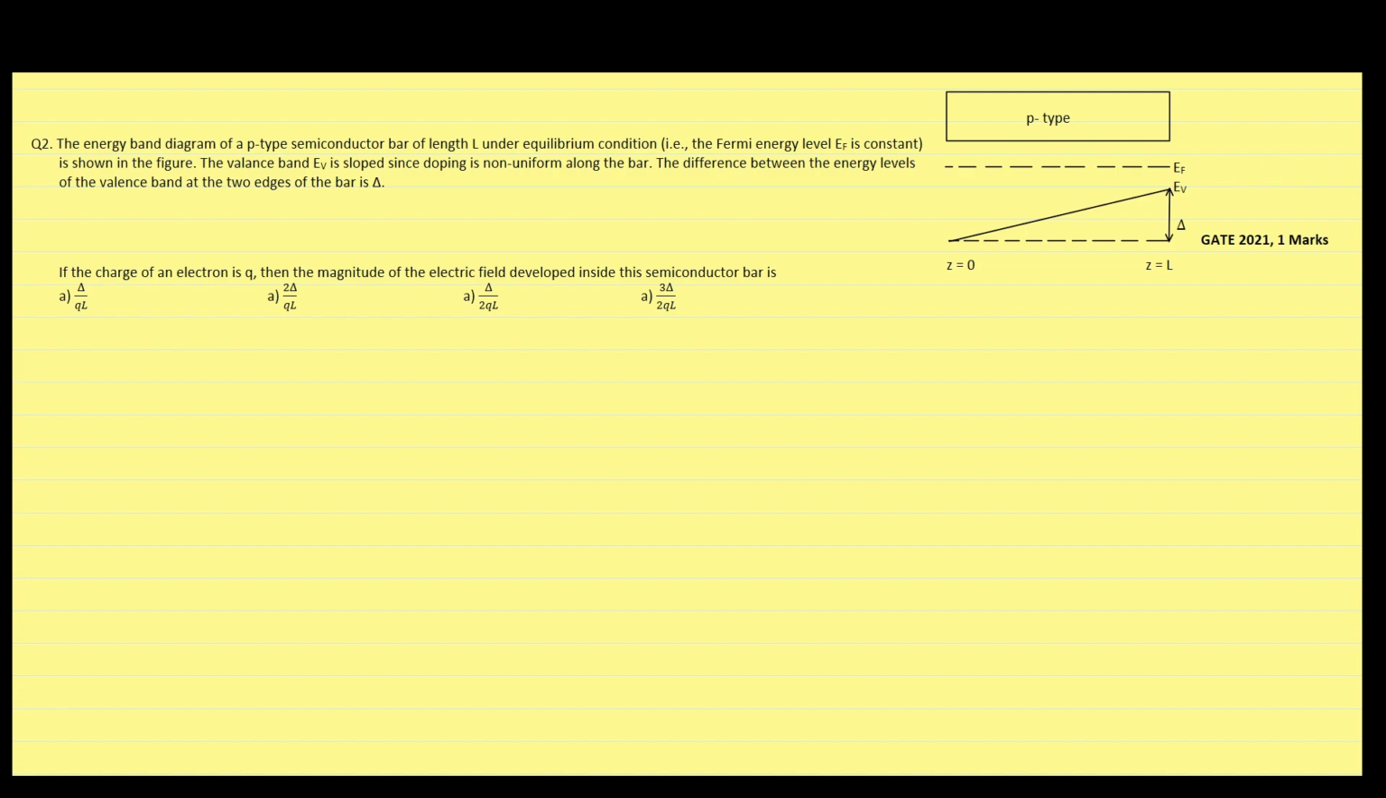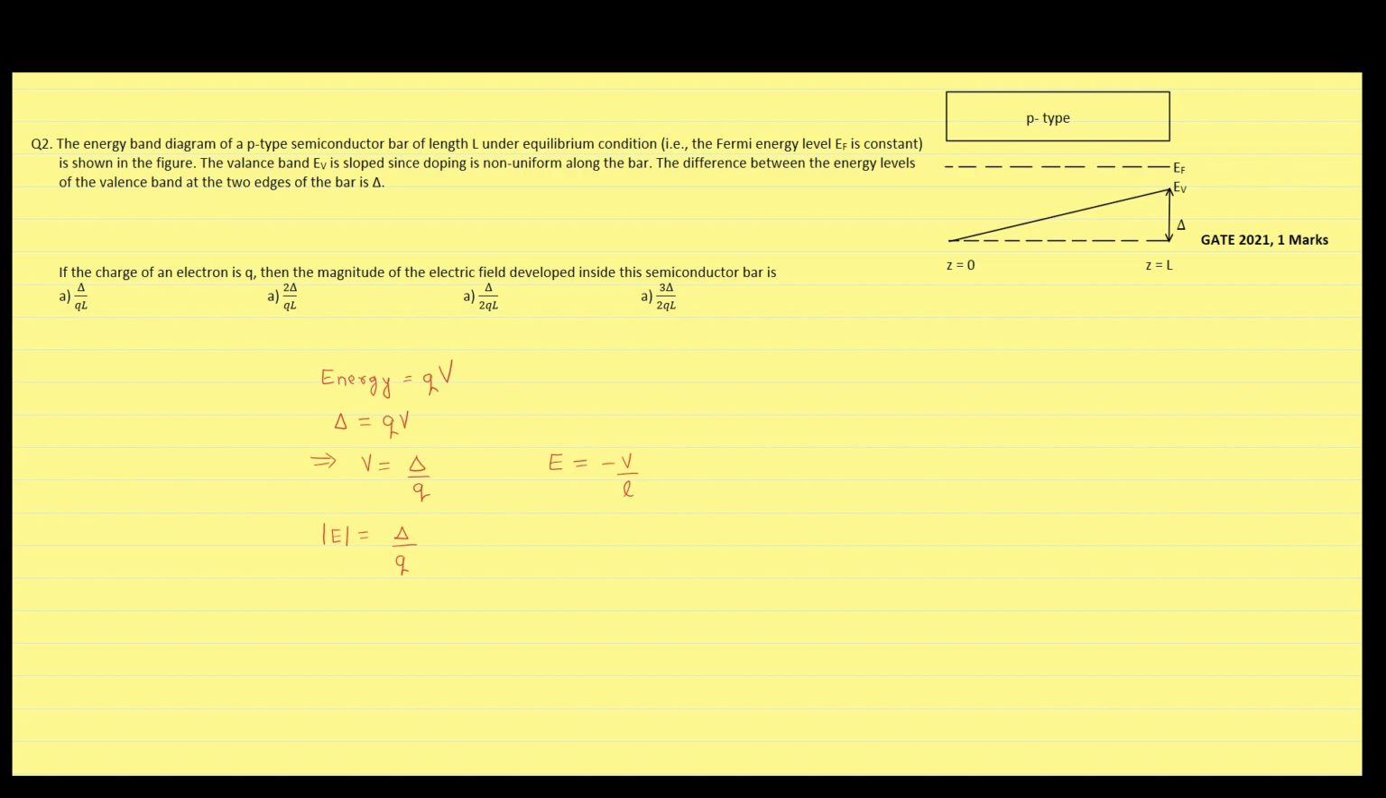We know that energy is equal to Q into V, where Q is the charge and V is the potential difference. Energy is provided to be equal to delta, so we can write that the potential difference across the ends of the semiconductor is equal to delta upon Q. Also, we know electric field is equal to minus V upon distance L. Since the magnitude is asked, we can ignore the minus sign, and by putting the value of potential difference delta upon Q, we can find the magnitude of electric field.